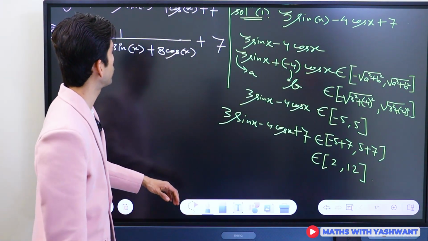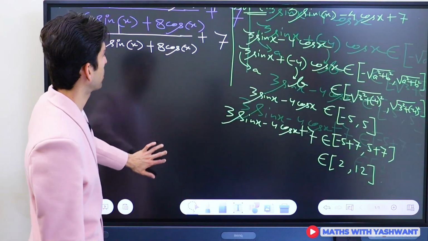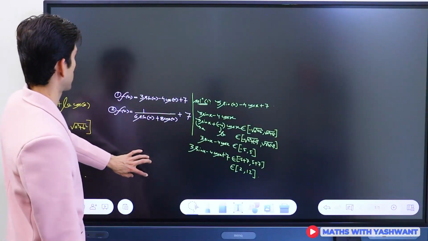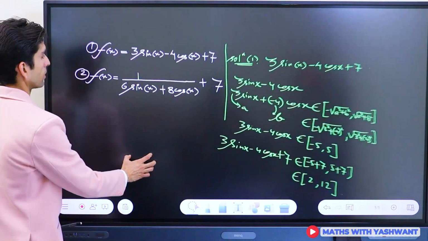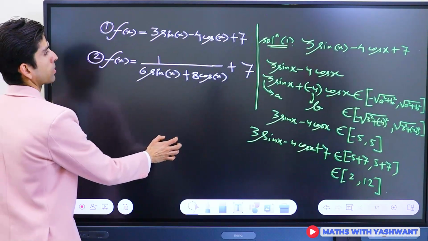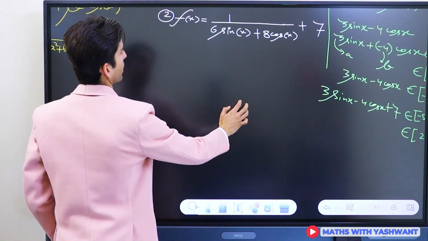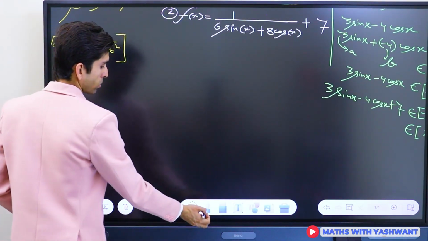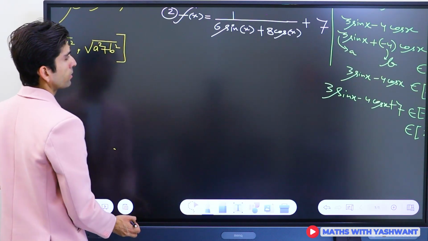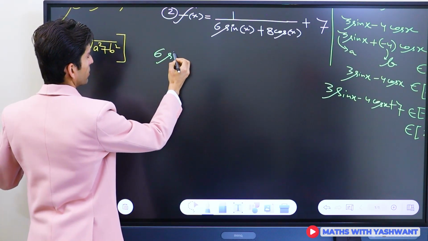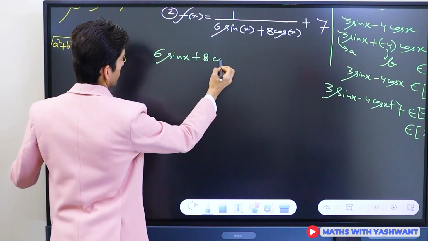Now let's get back to the second question that we have. The second question is the reciprocal of 6 sin x plus 8 cos x. So again we see the structure. We'll start with 6 sin x plus 8 cos x.